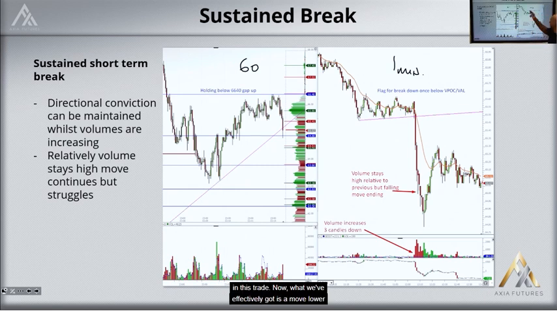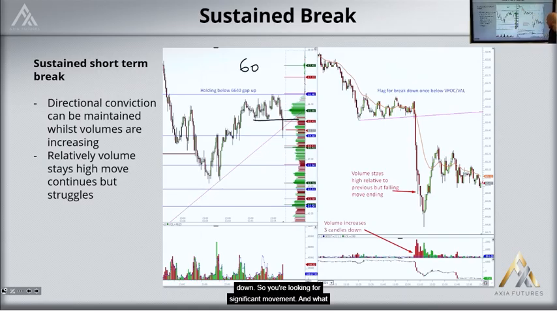Now, what we've effectively got is a move lower, a flag for the breakdown. And this breaks through 65.50, which also breaks through the previous couple of days' lows. So you know that this could be a potentially significant movement, despite the fact that prior to it, we've seen a reasonably quiet drift down.